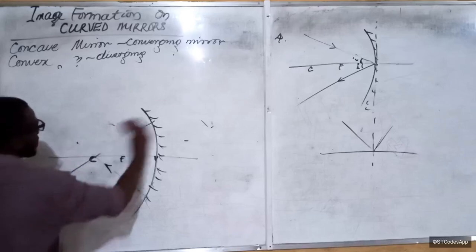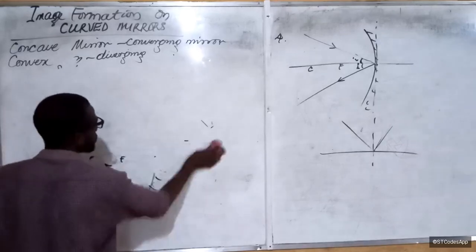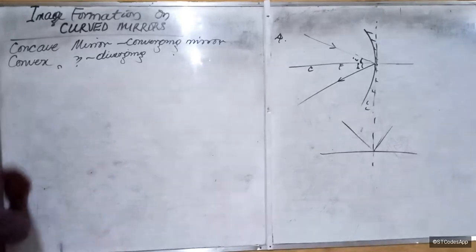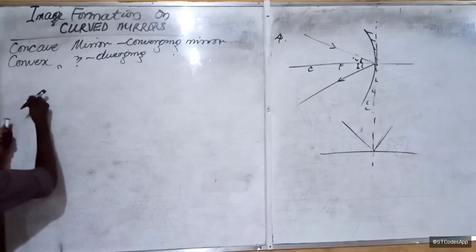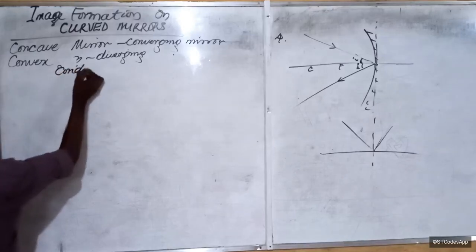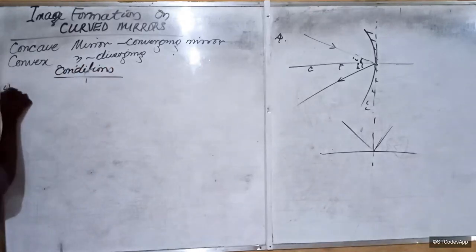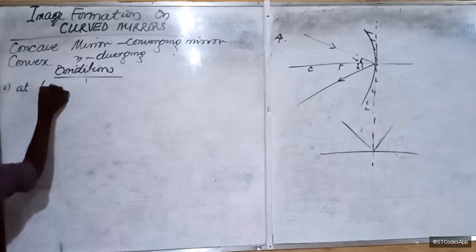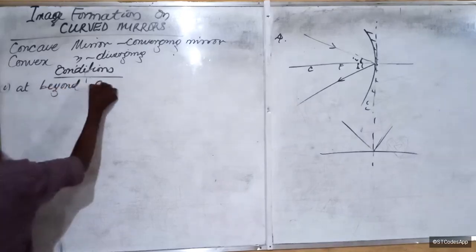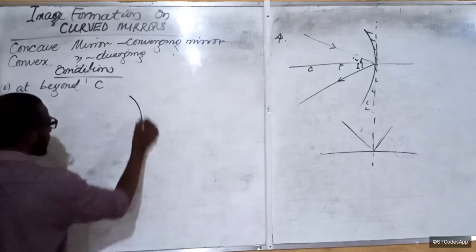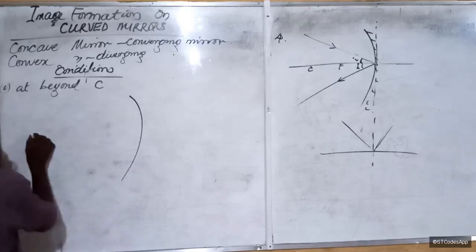Using these rules by drawing out the possible images that could be formed. So the first condition we might have is if we place our object beyond C. So if any object is placed beyond C, that is farther away from C, I will have my curved mirror like this, which is my concave.